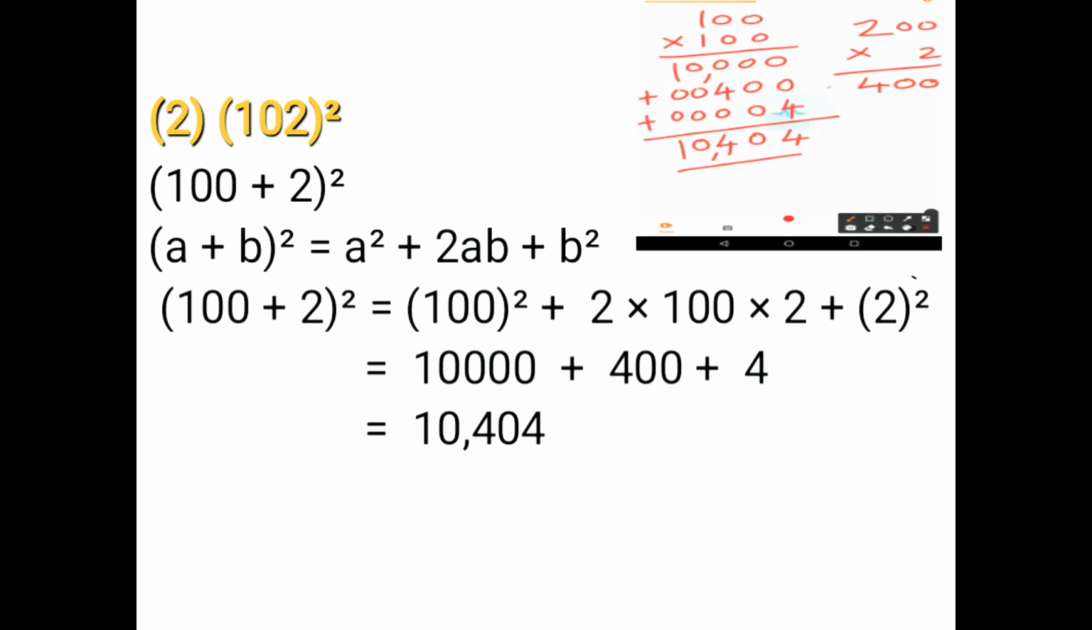Look here, I have done 100 into 100. How many zeros are there? You can count here, 4 zeros are there. This is simple multiplication. Then 1 ones are 1. After this, I have solved this multiplication: 100 2s are 200, 200 2s are 400. Plus 2 square. 2 square means 2 2s are 4. Then 10,000 plus 400 plus 4. The answer is 10,404.